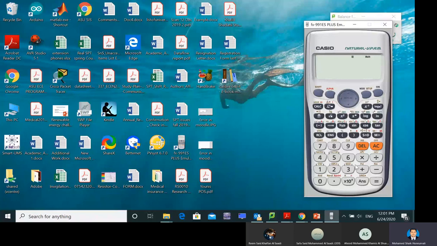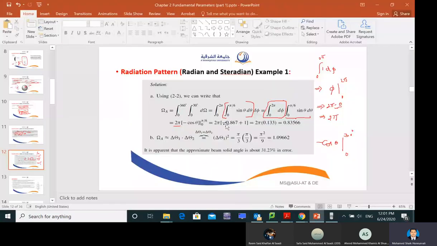So minus cos, how much? 30 degrees, right? Minus cos 30 degrees. Its value is minus 0.866, which I think we already have. You can see here, minus 0.866 something. Next, minus of minus cos 0, you have plus cos 0. Cos 0 is 1. So what we get? Minus 0.867 plus 1. If you solve this expression, we will get around 0.83566. This is the solid angle for that question.